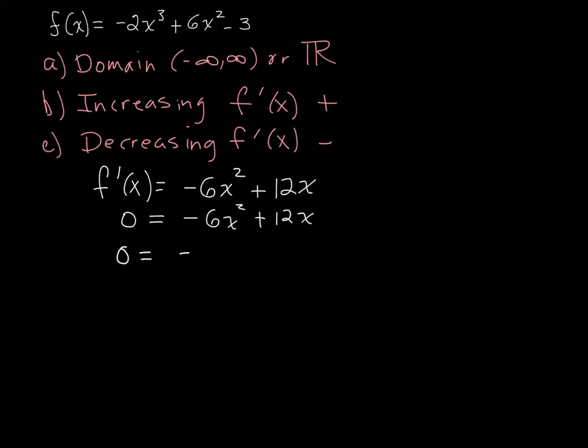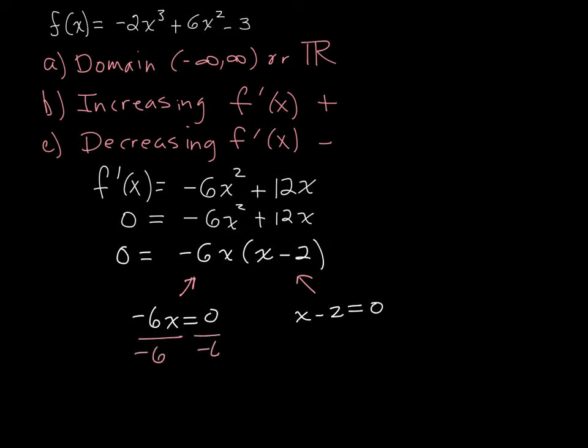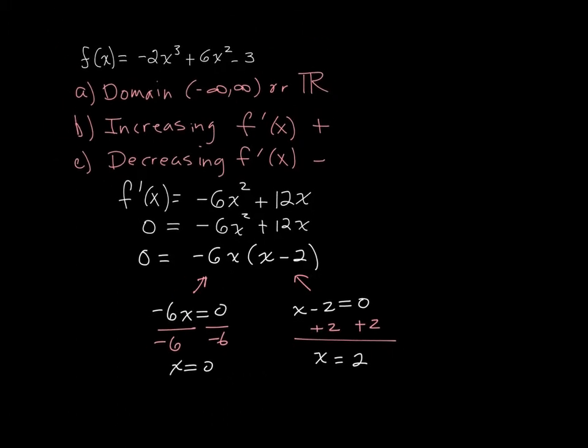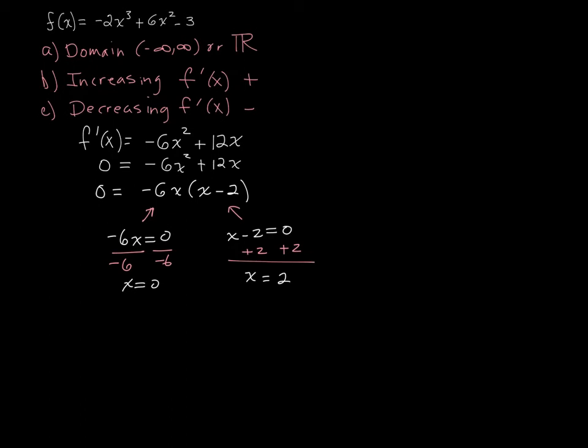So I probably would factor out a negative 6x, so that leaves me a positive x minus 2. I set both of these factors equal to 0, so negative 6x equals 0, and x minus 2 equals 0. If I divide both sides by negative 6, I get my first critical point, x equals 0, and on this side I add 2 to both sides and get x equals 2. So these are going to be my critical points that I'm going to use to set up my intervals.